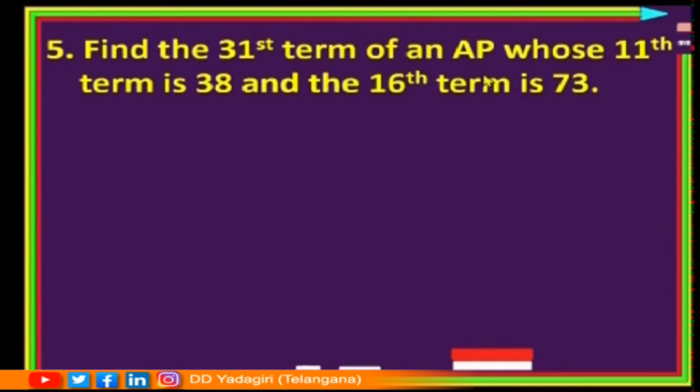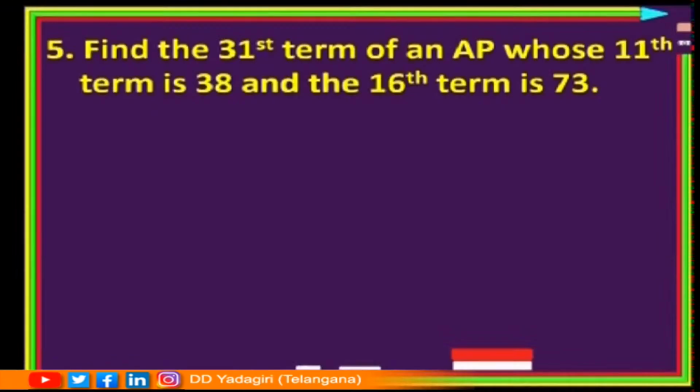One more beautiful problem, that is, find the 31st term of an AP whose 11th term is 38 and the 16th term is 73. Okay, it is an interesting question. Here the 11th term is given and the 16th term is also provided. By using those two terms, we should find the 31st term.